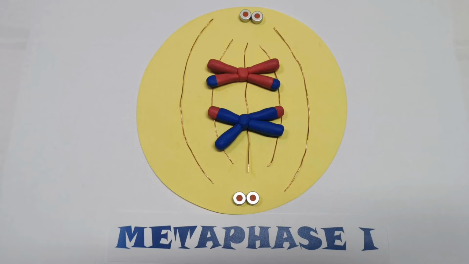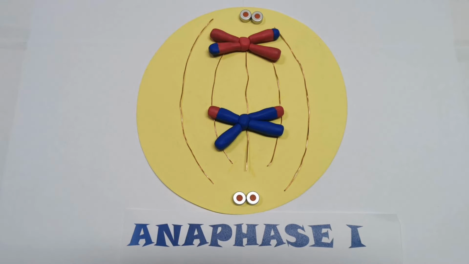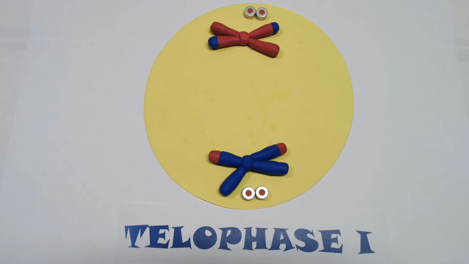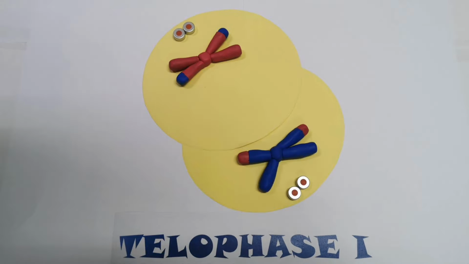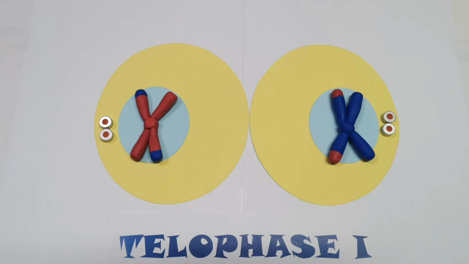Now, which side they face is random and is also known as independent assortment. They will not be pulled apart at the centromere like in mitosis, but instead, homologous chromosomes will separate. At telophase 1, the nuclei reform, and the chromosomes wind into chromatin. And during cytokinesis, the rest of the cytoplasm divides.